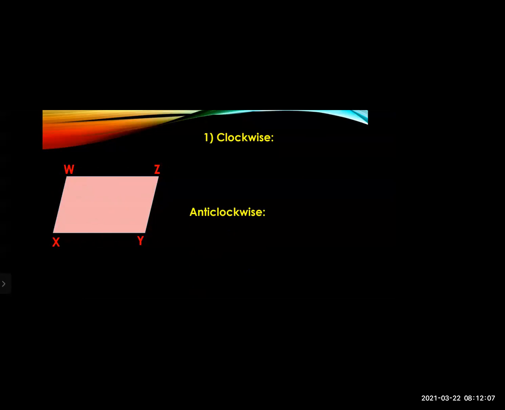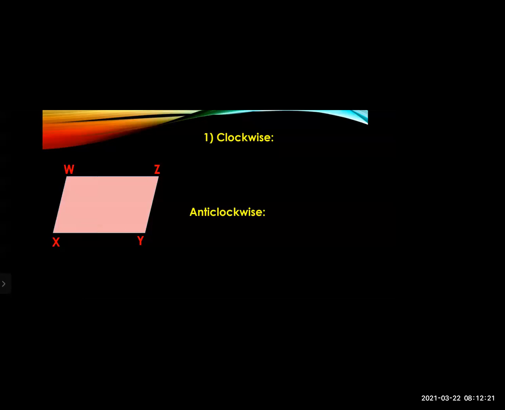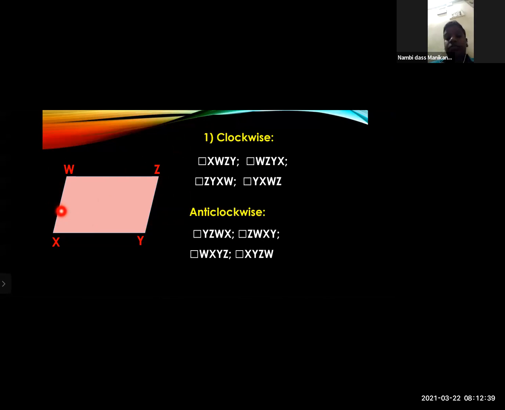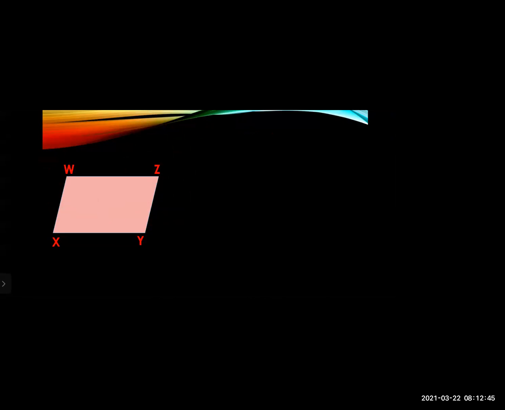So anti-clockwise, can you tell me now anti-clockwise? Anti-clockwise means from WXYZ, XYZW, YZWX, ZWXY. Well done. Very good. So you have understood clockwise and anti-clockwise. This is the way you have to read. You have to start from right to left. Anti-clockwise means you are going left to right. But you have to continue. Okay, well done.